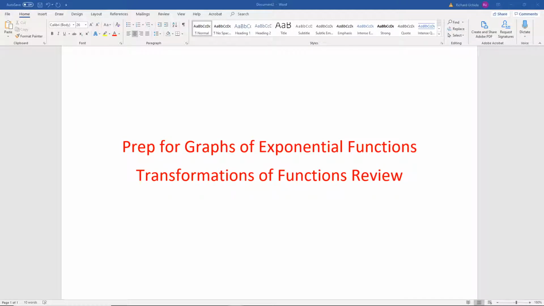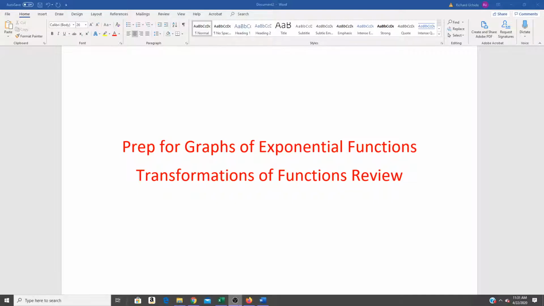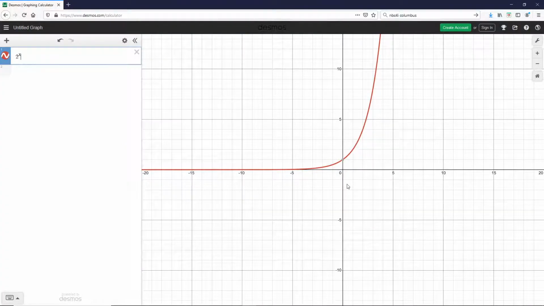In this video, we'll do a prep for the graphs of exponential functions by doing a quick review of the transformations of functions. And we're actually going to do this by looking at some of the transformations on an actual exponential function. So a little preview of what you're going to see. Let's say we have the function f of x equals 2 to the x.